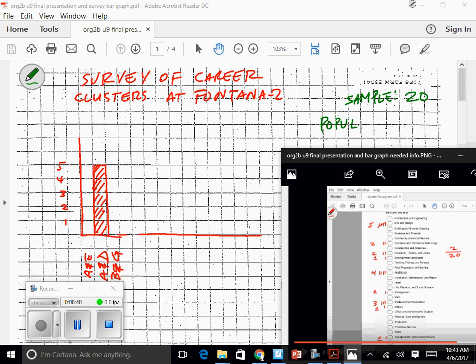Population. So numbers for population, not this time. We only have words for population. I guess 5 is a word, but it's more a number than a word in this case. We said 1,000. Oh, the whole Fontana 2. Yeah. Oh, yeah. Fontana 2, yeah. I'll put students at Fontana 2. All students at Fontana 2.